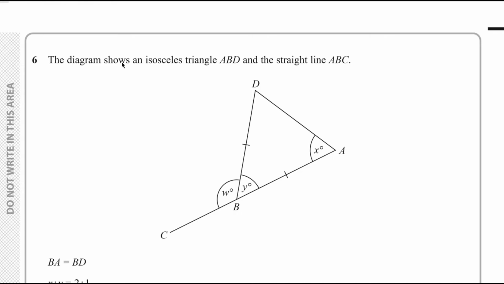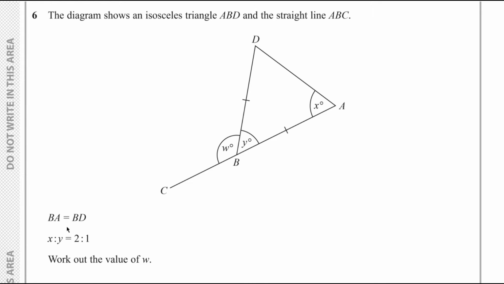Question number 6. The diagram shows an isosceles triangle ABD and the straight line ABC. The length BA is equal to the length BD, and the ratio x to y is equal to 2 to 1, and with this we have to work out the value of W. Well, if BA is equal to BD and we have an isosceles triangle, we know that the base angles in an isosceles triangle are equal, which means the angle BDA is equal to x. And if we know the ratio x to y is 2 to 1, that means x is equal to 2y.